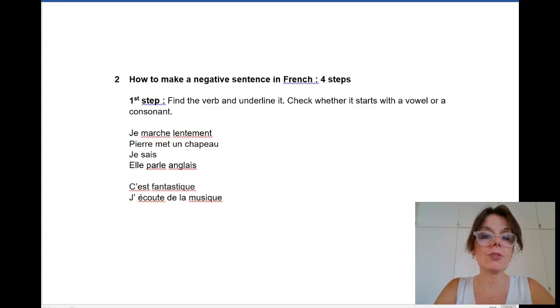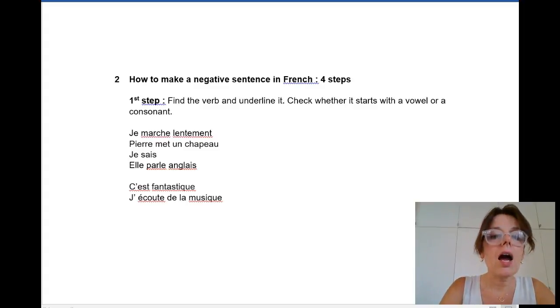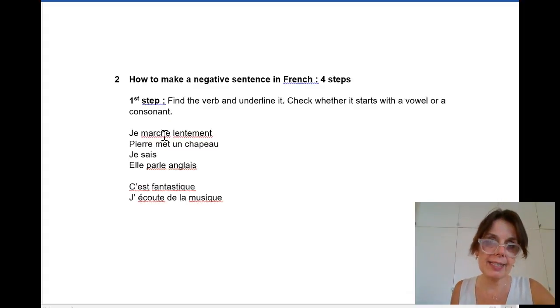Also, you can translate the French sentence into English. Like "I walk slowly," I think that marche means walk, and if I can put "I" or "he" in front of the word that I think is a verb, which is walk, then it's going to be a verb. So I think in this sentence that means walk. Can I say "I walk"? Yeah. Can I say "he walks"? Yeah. In the second, I think this word may be the verb. It may mean put or put on. Can I say "I put" or "he puts"? Yeah, it makes sense. So that must be the verb.